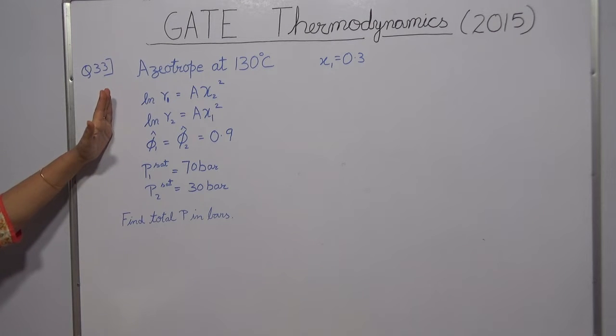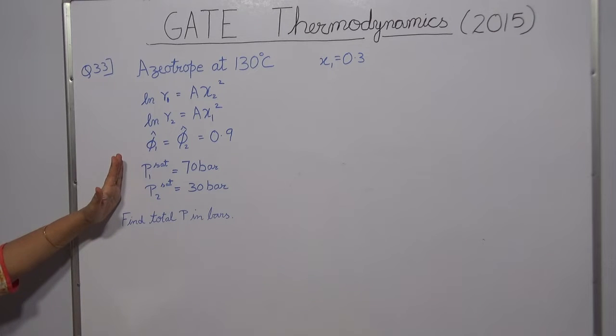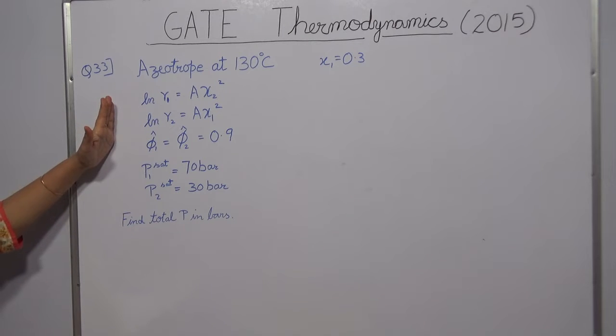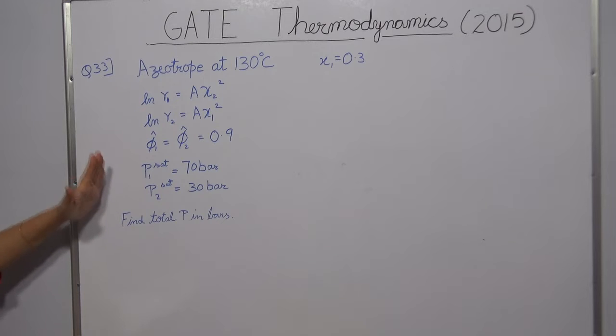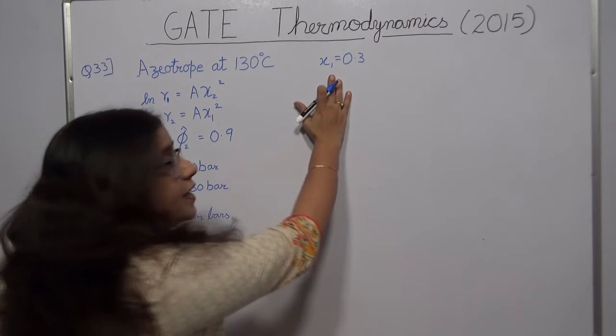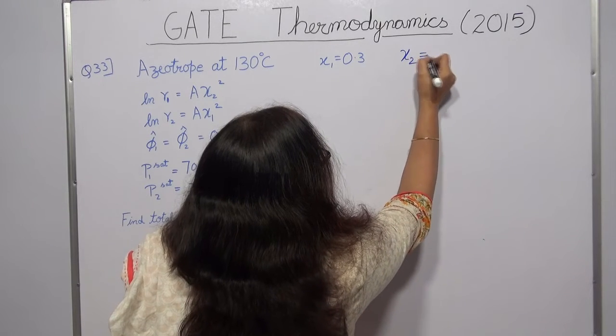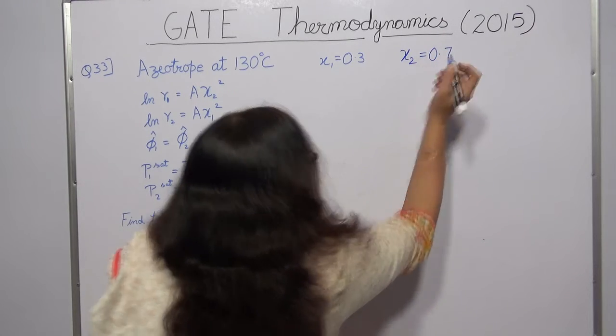Okay. So, it's a very simple problem, even though it brings in lots of things in it, like activity coefficient, fugacity coefficient, azeotrope and everything. But believe me, this is a very simple problem, and let's directly start solving it. So, the first information which was given is that x1 is equal to 0.3. So, I can directly write x2, that should be equal to 0.7.